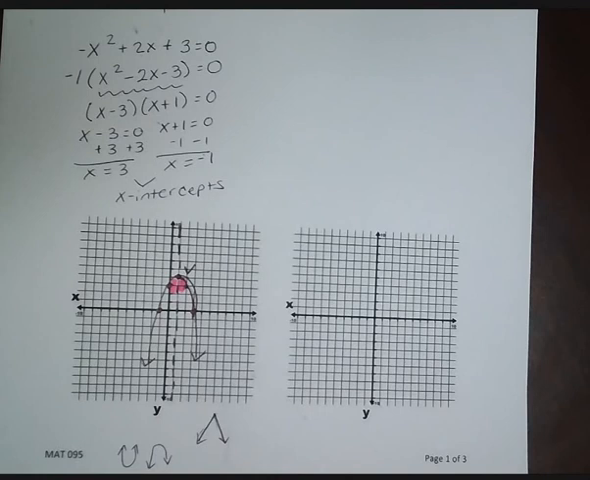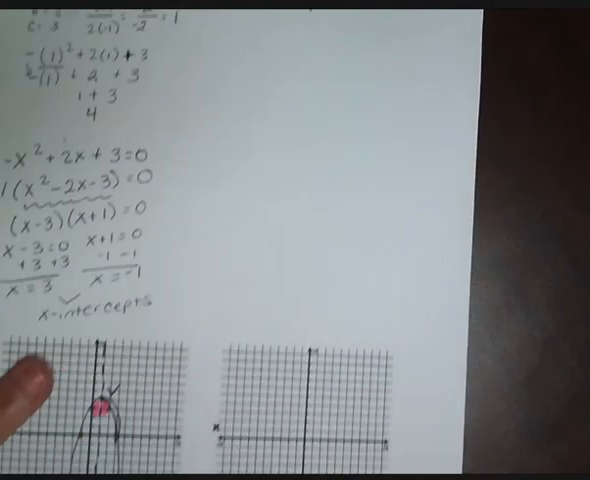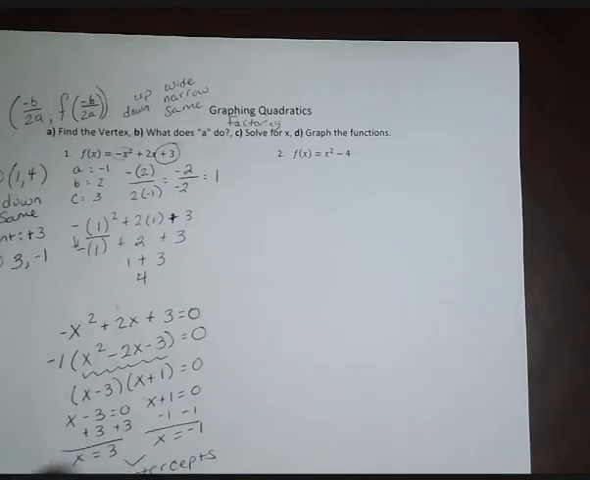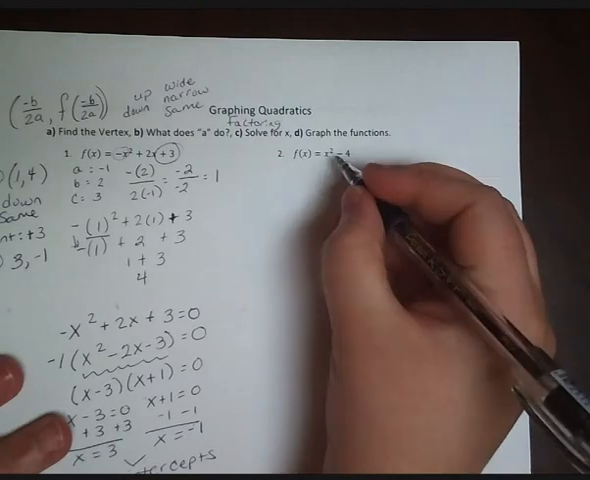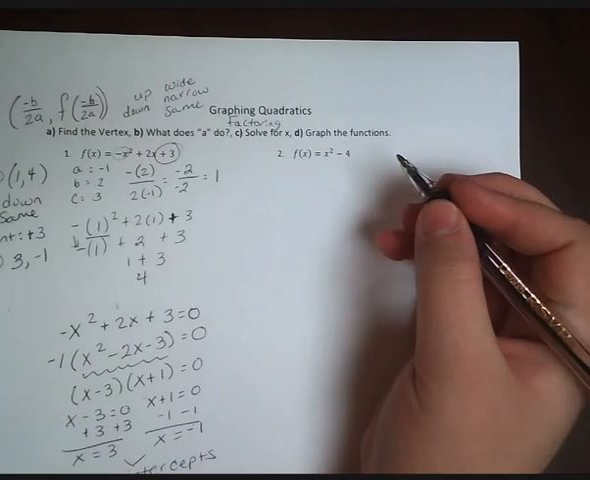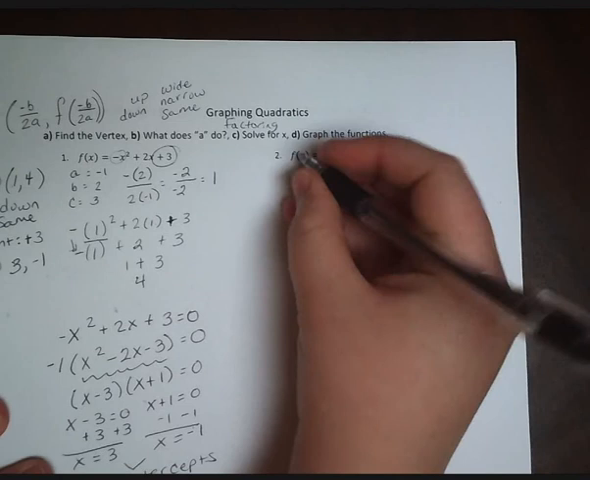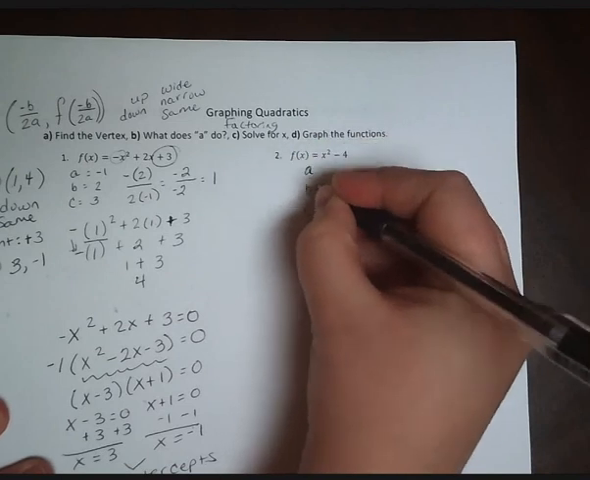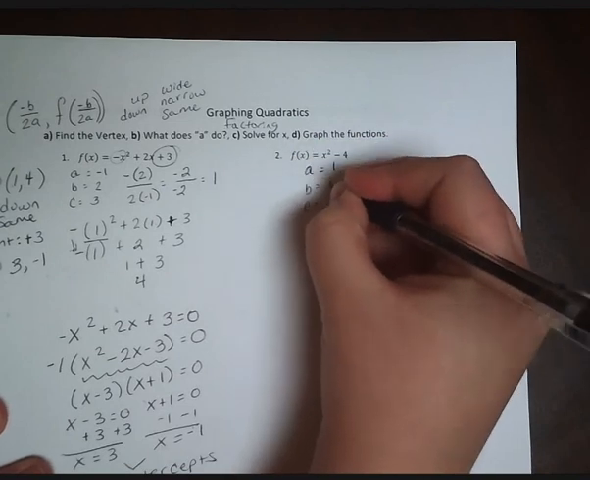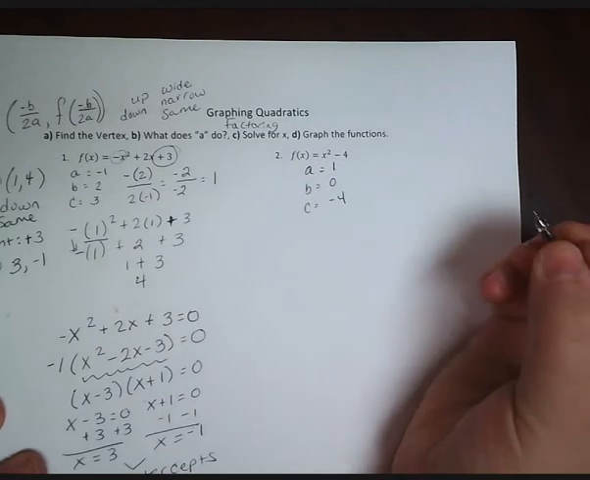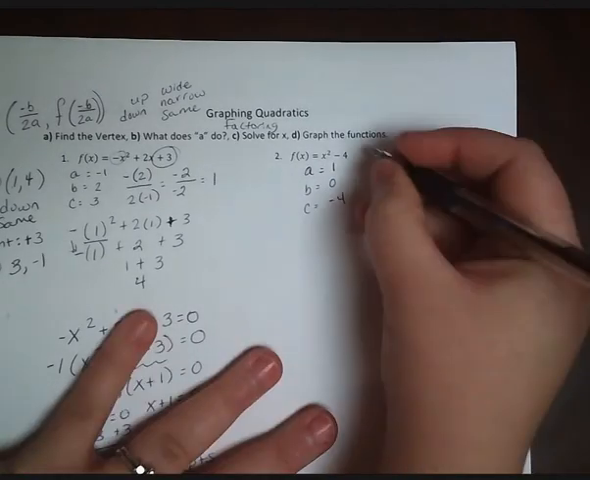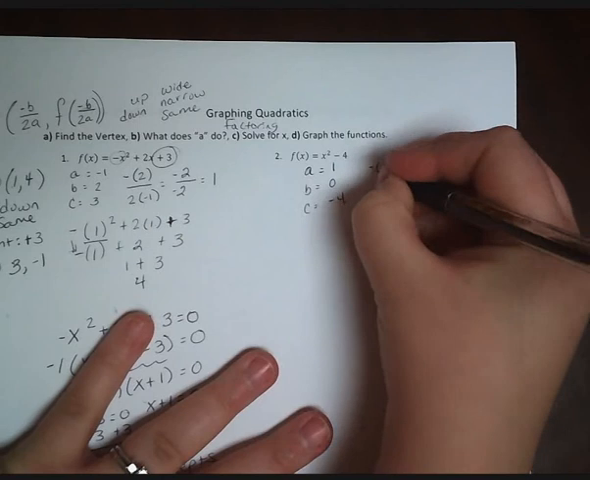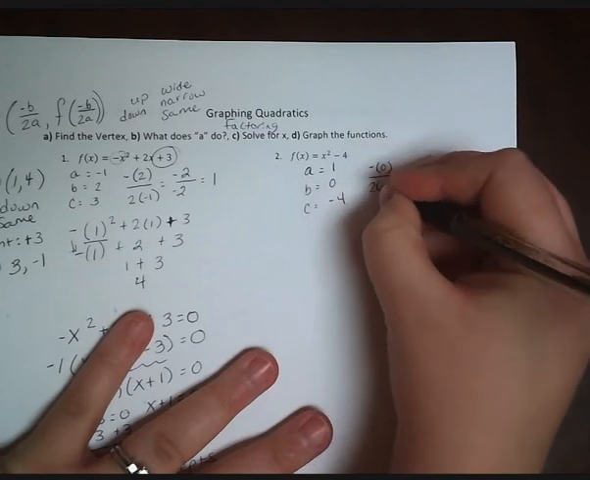Okay, so we're going to look at problem number 2. So this, you might not have any idea as to what we're doing still. That's okay. We're going to practice some more. Let's look at number 2. You've got x squared minus 4. So identify your A, B, and C. They want us to find the vertex. Okay? So your vertex is going to be negative B over 2A.